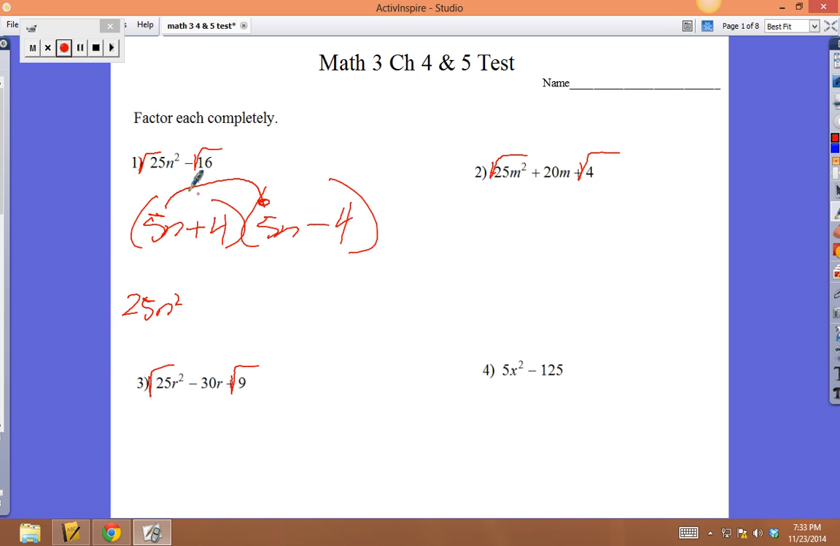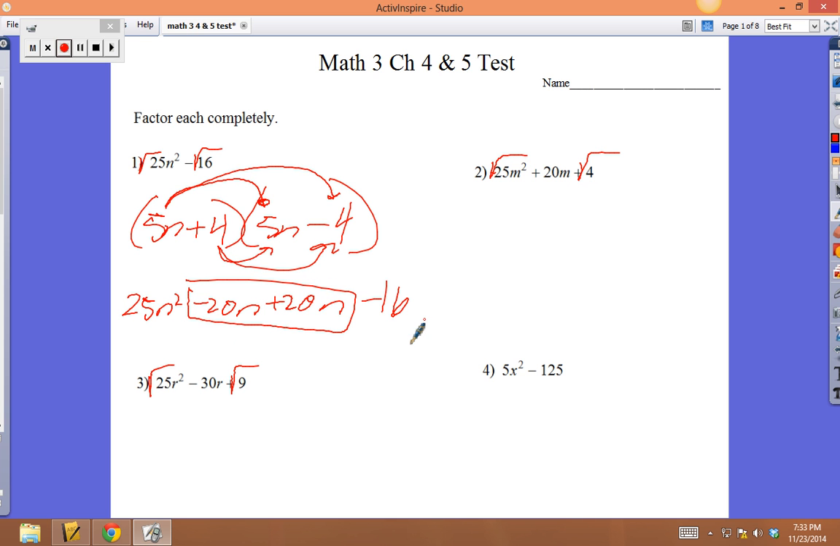So now here's why they don't have a middle. If you times the 5n to a negative 4, that's a negative 20n. And if you times the 4 to the 5n, that's a plus 20n. And a negative 20n and a plus 20n, that's 0. But a 4 times a negative 4 is going to be negative 16. So that's how they end up with 25n squared minus 16.